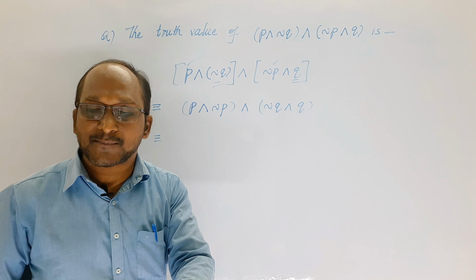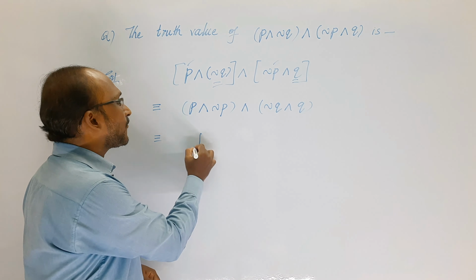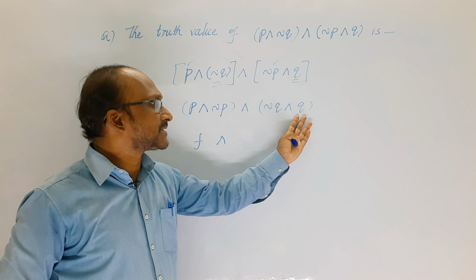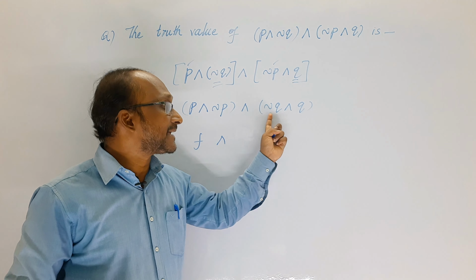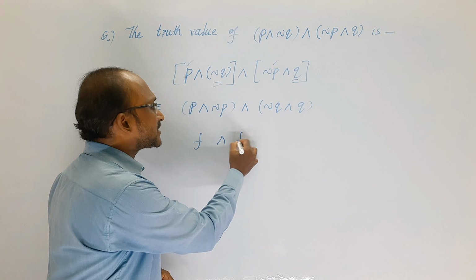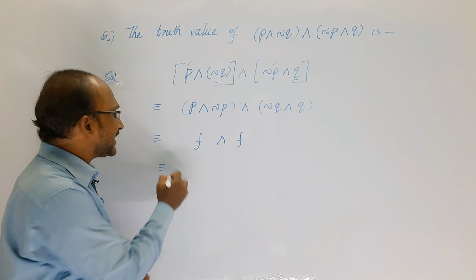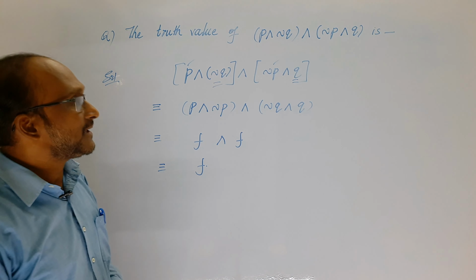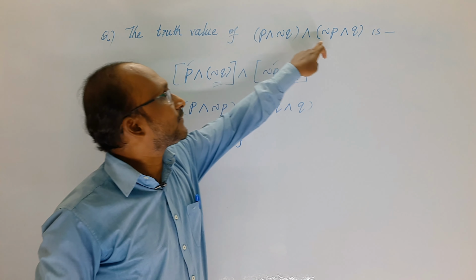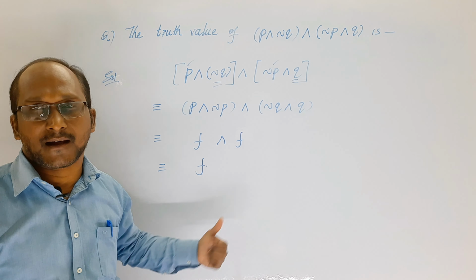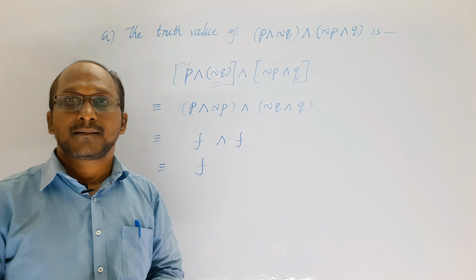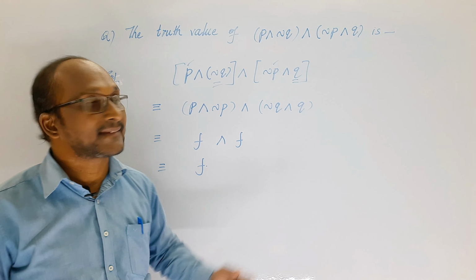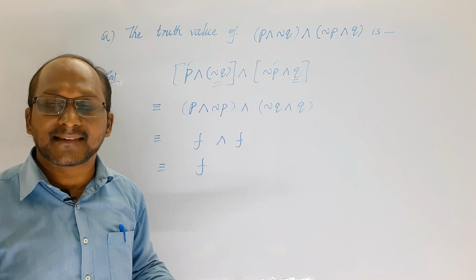And if you observe, it is the conjunction of a statement and its negation. The conjunction of a statement and its negation is always a false statement. And here also it is the conjunction of a statement and its negation. That's why negation Q and Q is also a false statement. And it is very clear that false and false is also false. That's why we can say that the truth value of this compound statement is false. And we know that a statement which is always false is called a contradiction. So we can say that the given compound statement is a contradiction.